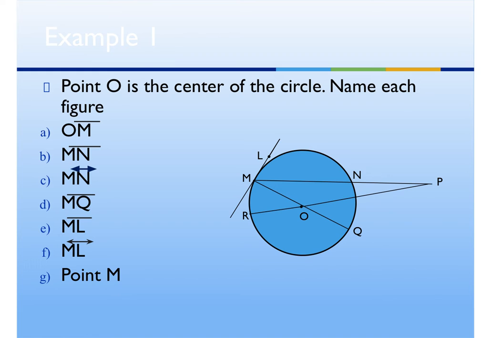Okay, let's do an example. Point O is the center of the circle. Name each in the figure. What is OM? Radius. What is MN?